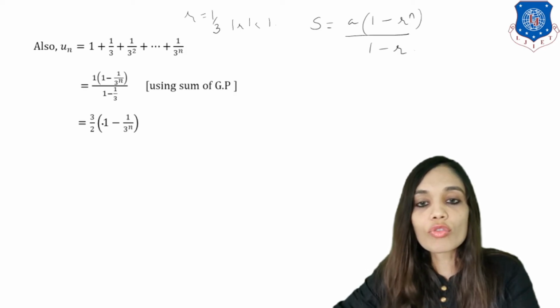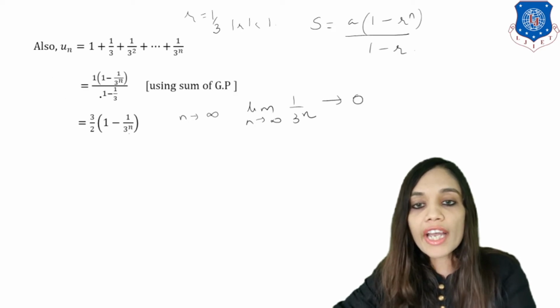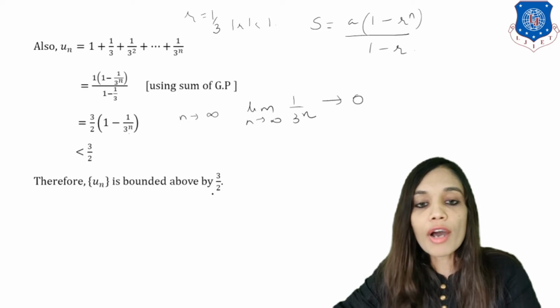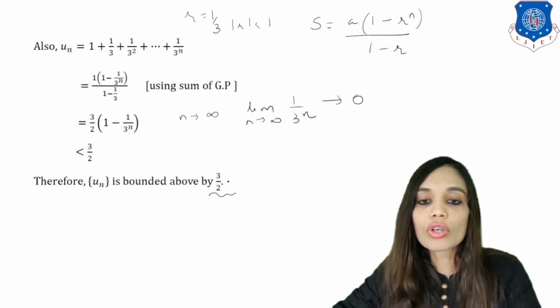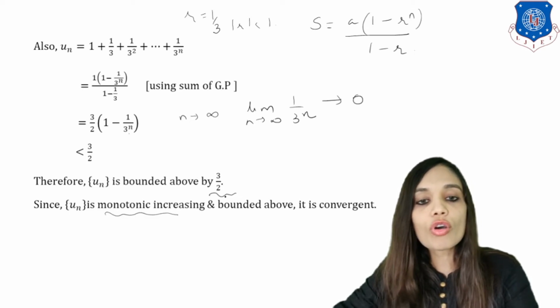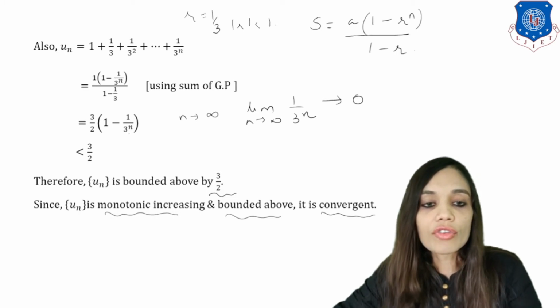So you will get 1 into 1 minus 1 upon 3 raised to n upon 1 minus 1 upon 3. Now simplify this. So what you will get? 3 by 2 times 1 minus 1 upon 3 raised to n. Now as n tends to infinity, limit n tends to infinity of 1 upon 3 raised to n will go to 0. So finally your un will be less than 3 by 2. Right? So we can say that the given sequence is bounded above by 3 by 2. Therefore, our sequence was monotonic increasing and also bounded above. So directly from the theorem we can say that it is convergent.